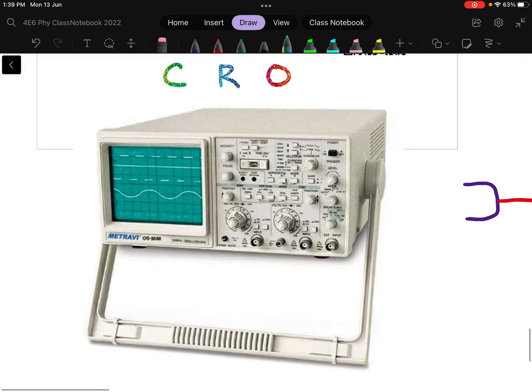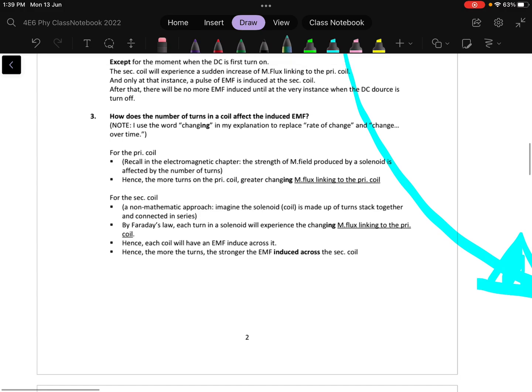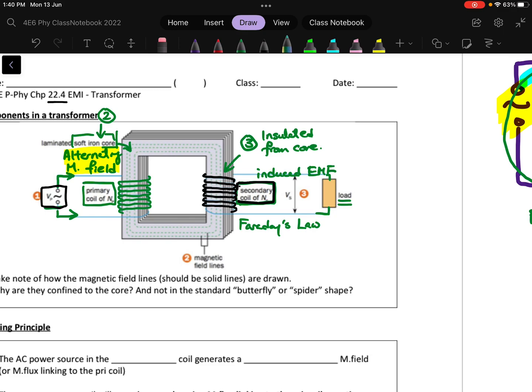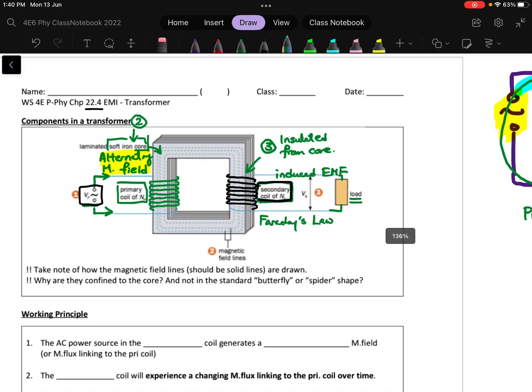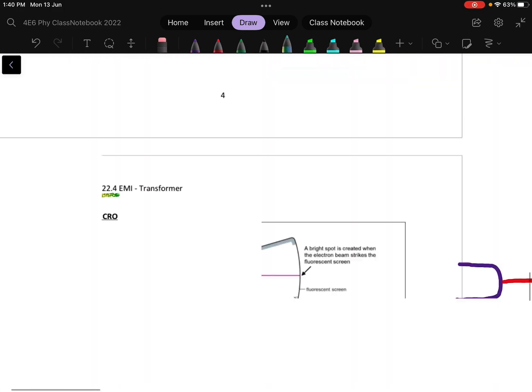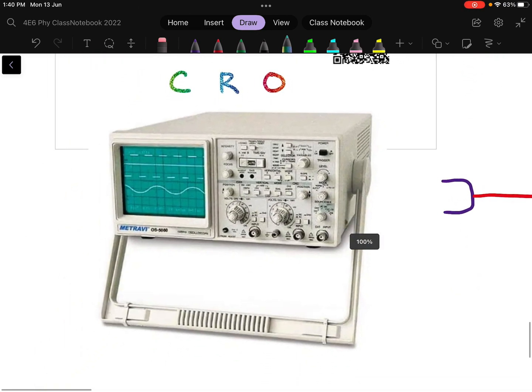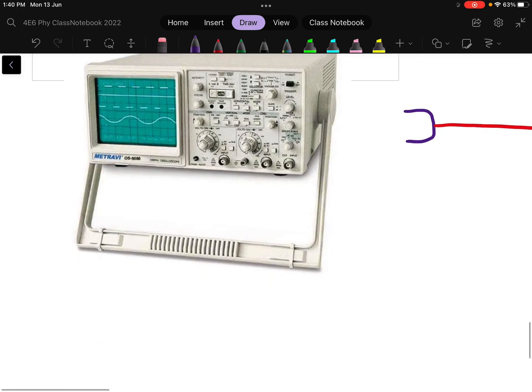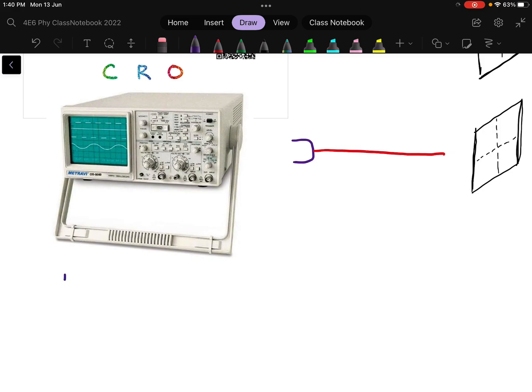I've included an actual picture of a cathode ray oscilloscope. You will see this equipment in your JC laboratory or your university laboratory. In the chapter of EMI, you have learned how to generate an AC current using an AC generator. You have also learned how to regulate the voltage or the current of an alternating power source using a transformer. Now, you will need a device to allow you to measure the alternating current that you have. Why is it that you cannot use a typical ammeter for your alternating current?